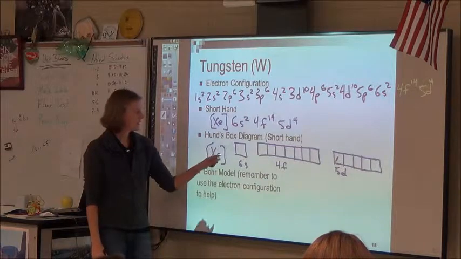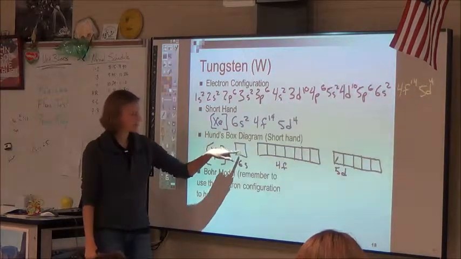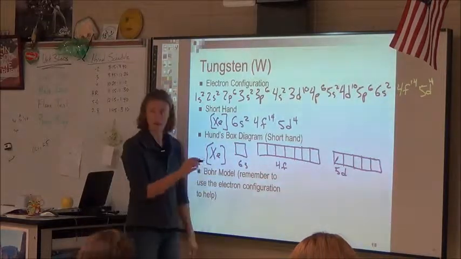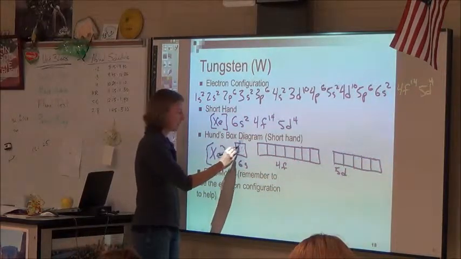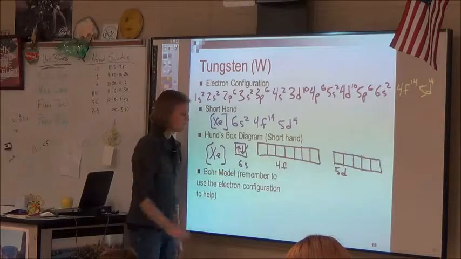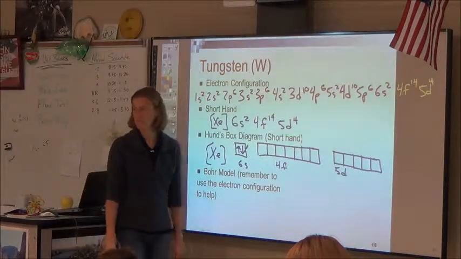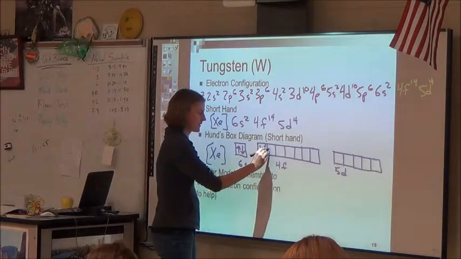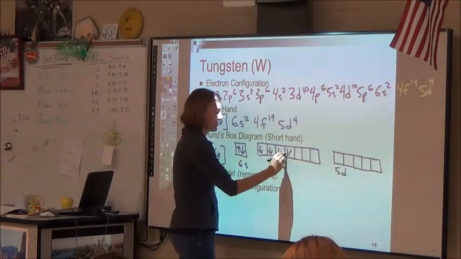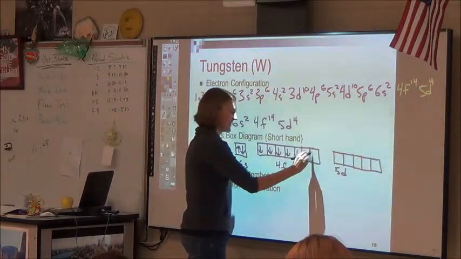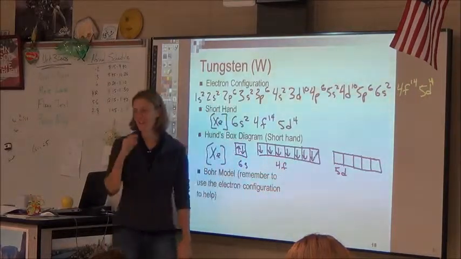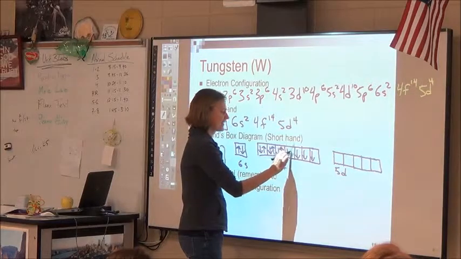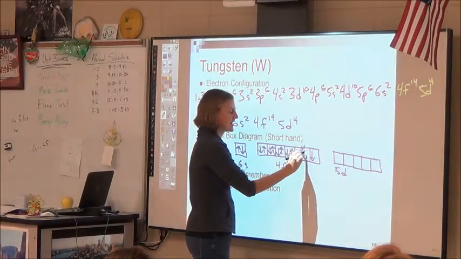All right, Ethan, how many arrows go in this one? Two. How would you like to draw them? Up and down. You could, sure. The next box, we can draw them all down. All right, that one is full. Every box got an up and a down.